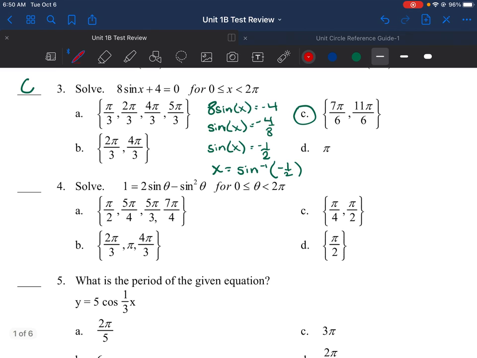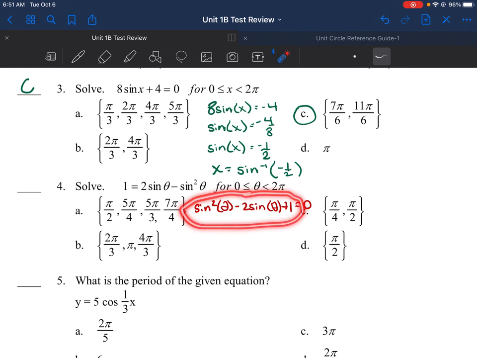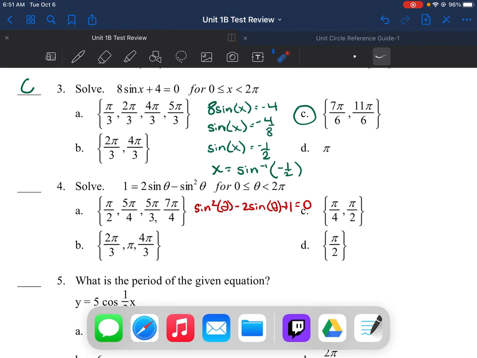So once again, if I want to use Desmos, I'm going to need to set one side equal to 0. And I usually like the squared term to be positive. So I'm going to add sine squared to the other side, and I'm going to subtract 2 sine theta from the other side as well. And that's going to give me sine squared of theta minus 2 sine theta plus 1 equals 0. Once I have that, then I can plug this into Desmos or a graphing calculator and look for all the locations that this curve will cross through the x-axis. So let's see what that looks like here.